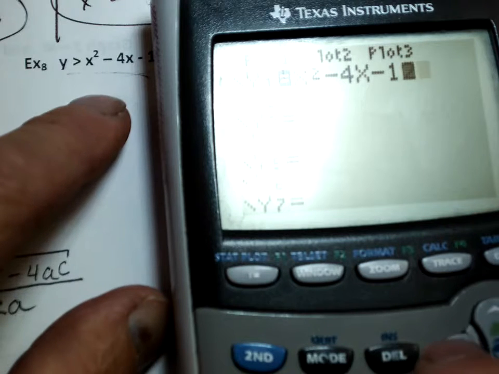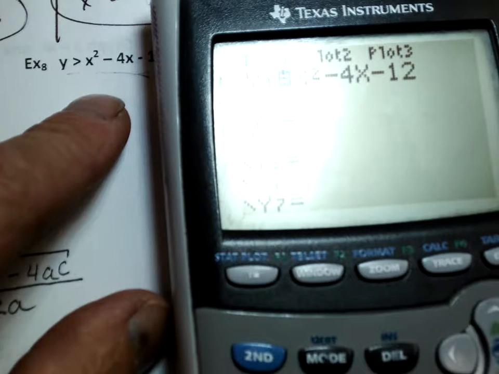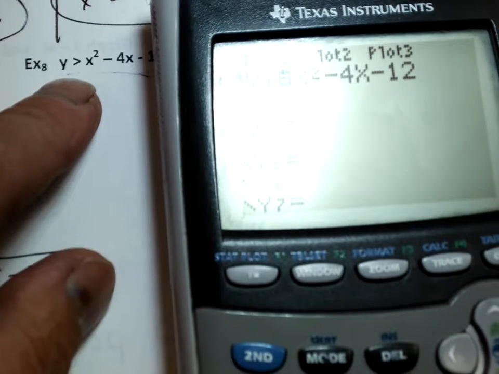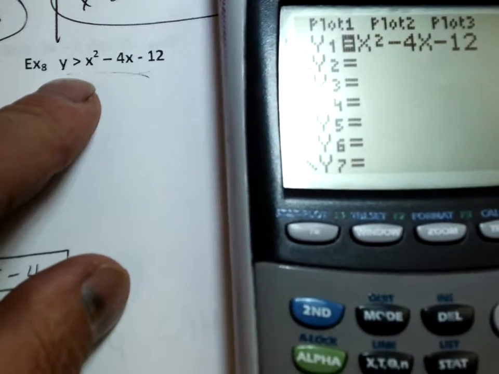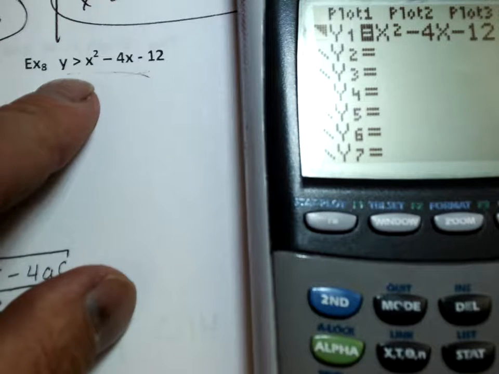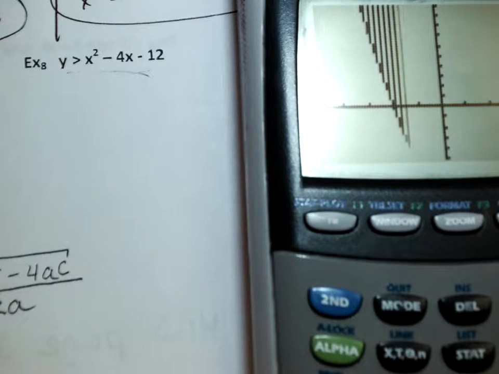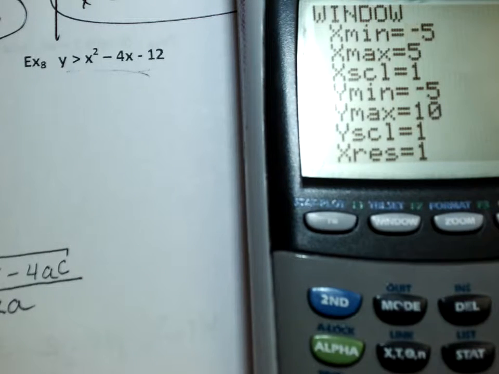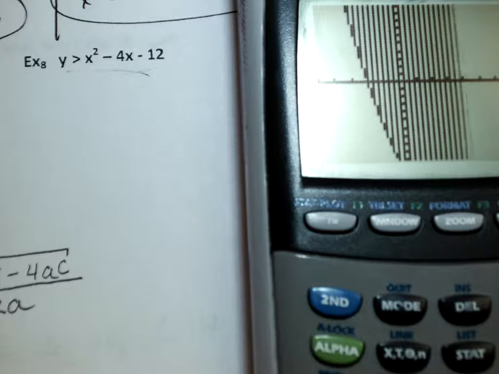And I can even shade, can't I? Remember how we can shade? I can go over here and say, okay, I want it to be greater than. There's greater than, right? There it is. And if I graph it, I might have to fix my window a little bit. What do you think? Let me go a little bit further over to the x max, maybe 10. I need a little bit more negative y, maybe negative 10. Now let's graph it.